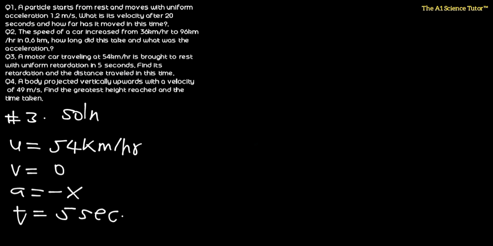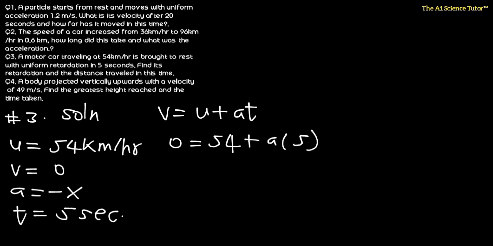So let us find the retardation. We know that v is equal to u plus at, right? So what is v? V is 0, and u is 54. Now we have at. We know that t is 5 seconds. Well, there is actually some problem here. We find that this is in seconds and this is in kilometer per hour. So what are we going to do?